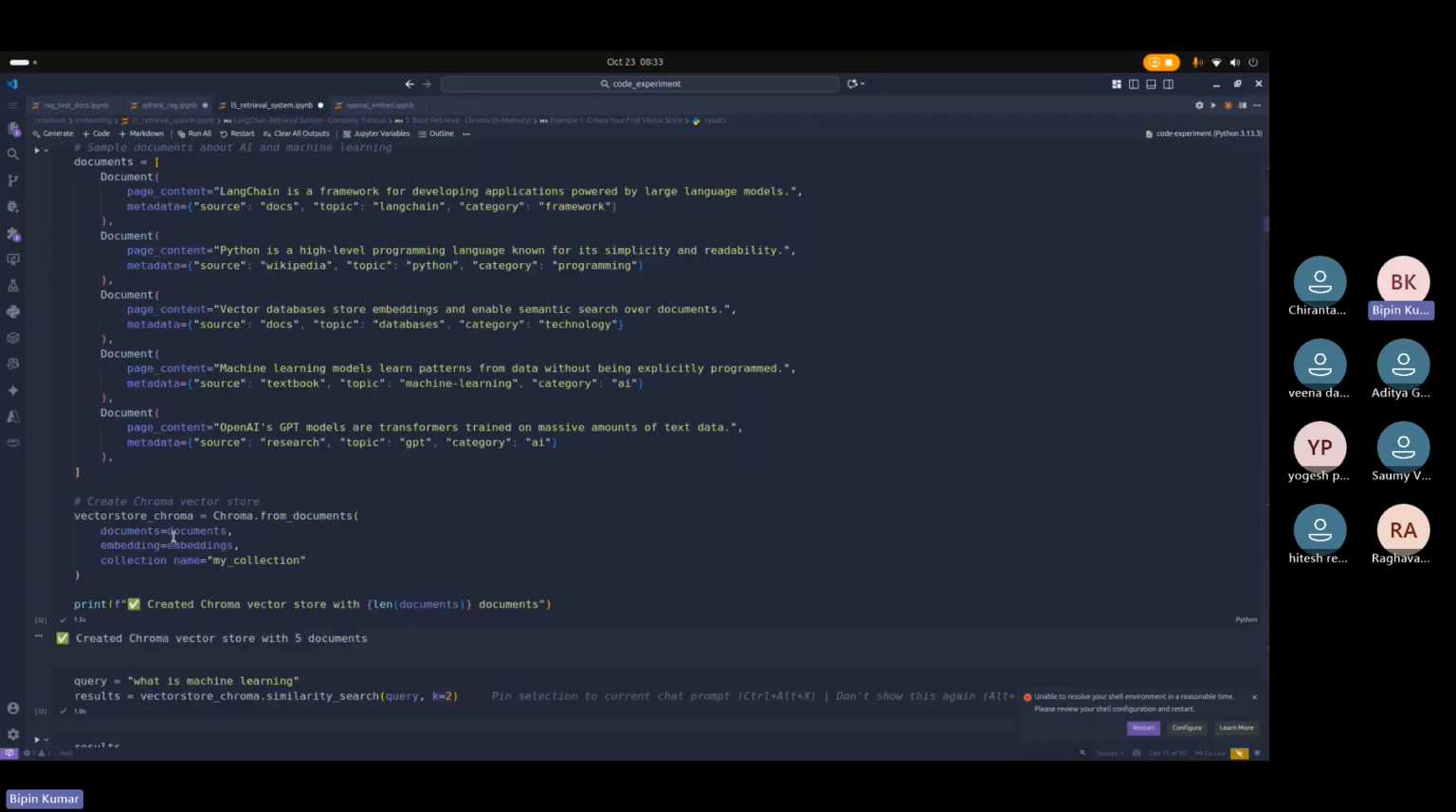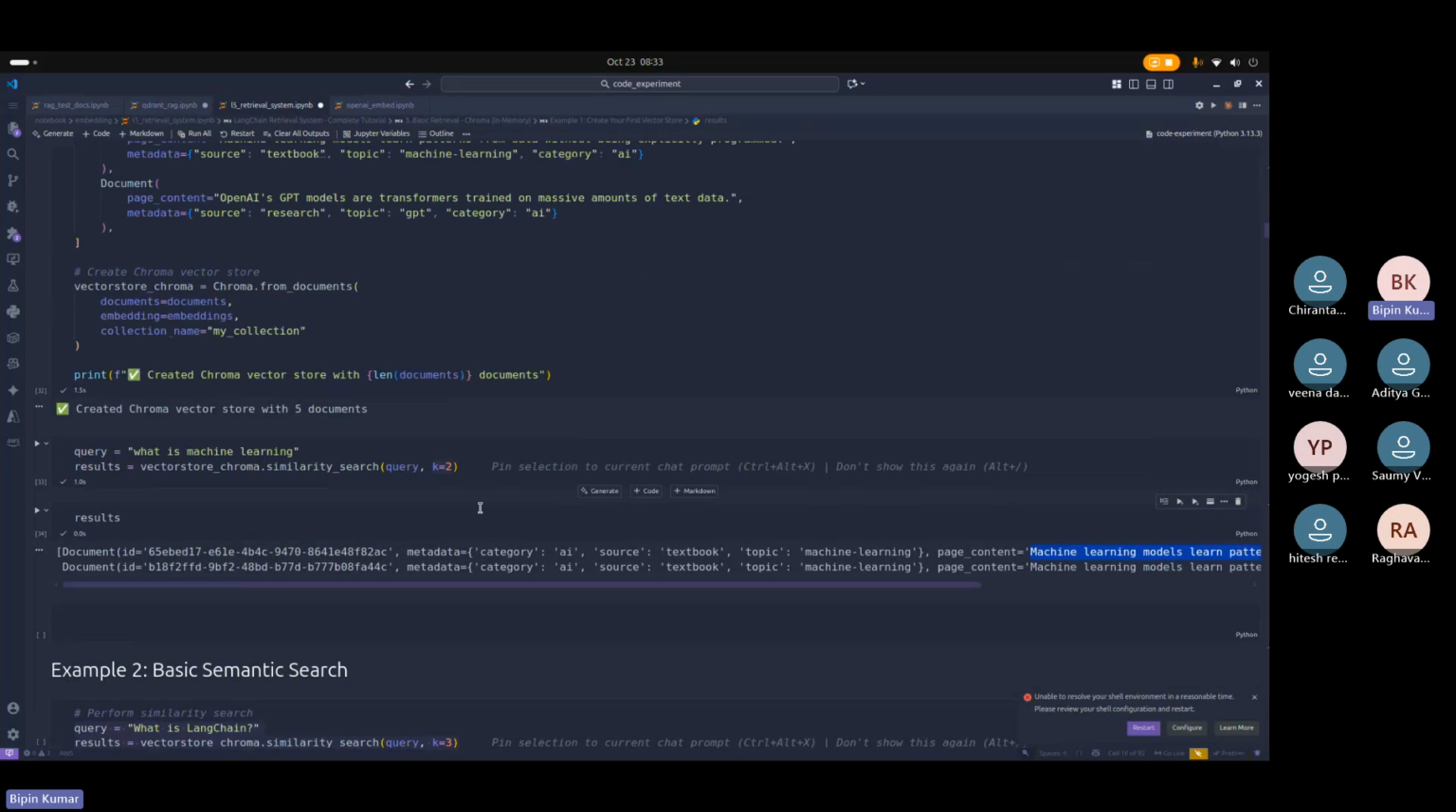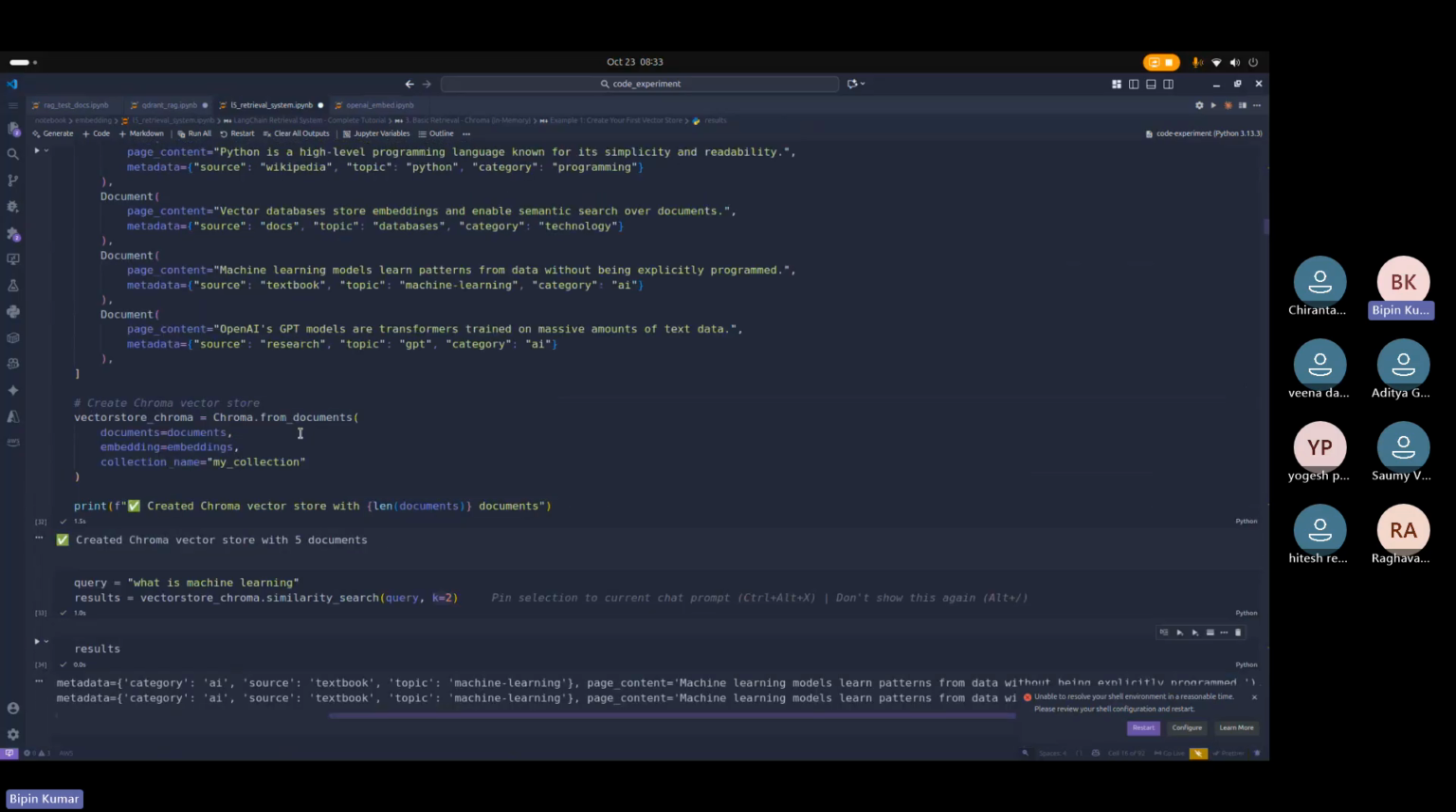Maybe it is stored 2 times. Okay, no problem. So the idea here is, you ask what is machine learning, and it just gives the answer: machine learning model learn pattern from data without being explicitly programmed.